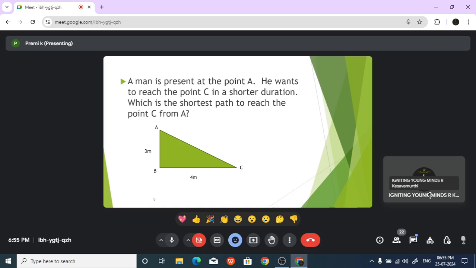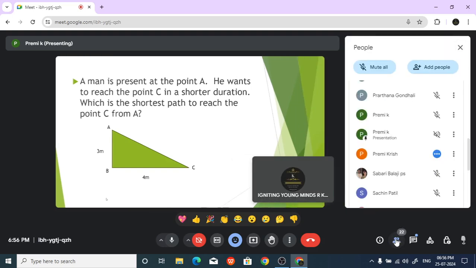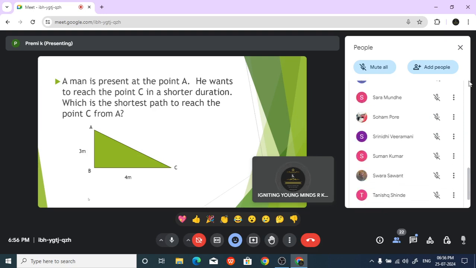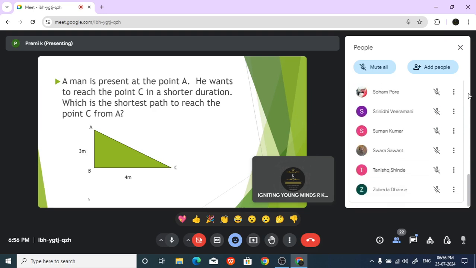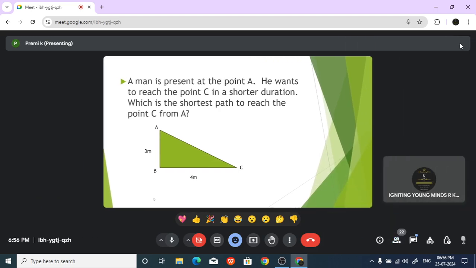Okay, this sum. Can any one of you read this sum? A man is present at the point A. He wants to reach the point C in a short duration. Which is the shortest path to reach the point C from A? Can you just work it out or just think? It is a very easy problem, or else within a few minutes I'll explain it to you.